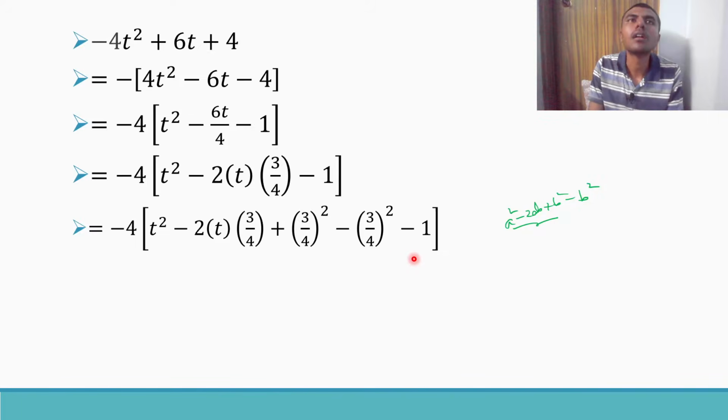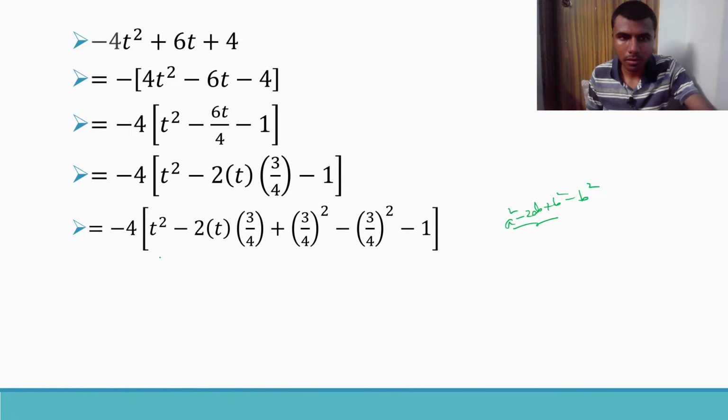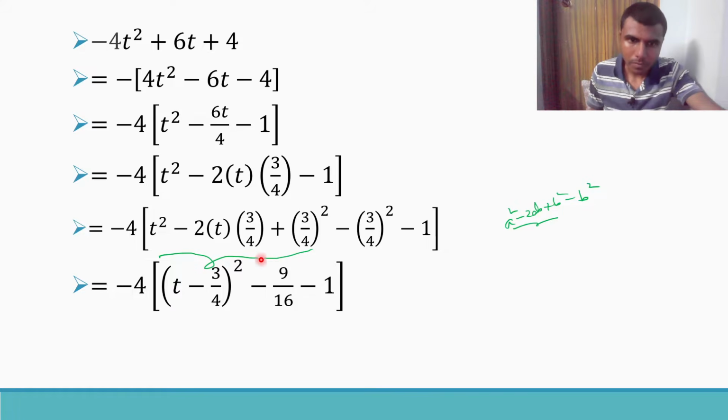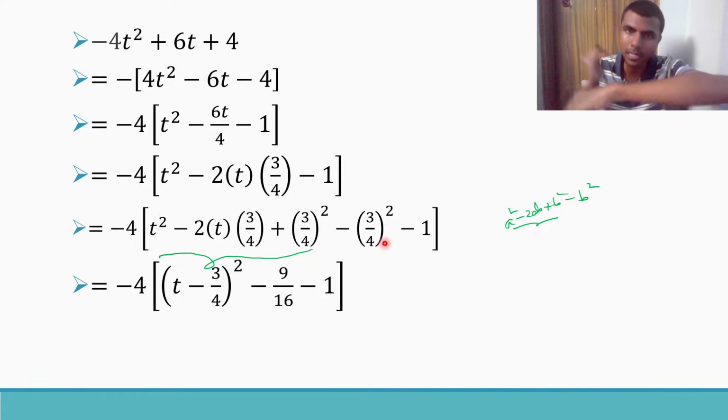Okay. Now, these first 3 terms are of the form a square minus 2ab plus b square. That means a minus b whole square. That means t minus 3 by 4 whole square. Okay, t minus 3 by 4 whole square. Next, minus 9, since 3 by 4 whole square is 3 square, that means 9, by 4 square is 16. So 9 by 16. Now just take LCM here.